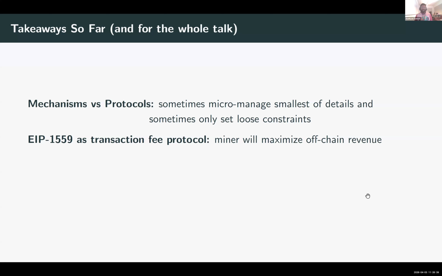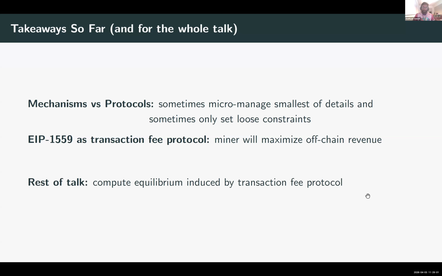And the other takeaway is much more technical, specifically for EIP 1559. What happens if you look at EIP 1559 as a transaction fee protocol rather than as a transaction fee mechanism? We saw that the miner will want to go off chain and choose a price tau that maximizes a very specific equation. Or even more generally, the miner will want to have non-trivial off chain play. So this is going to be the takeaway for the entire talk.